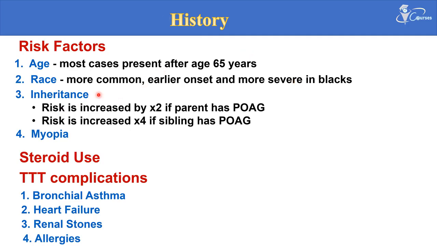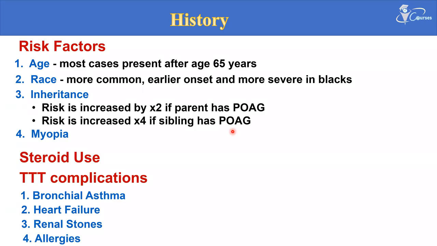Inheritance, this is also very important. The family history, as I told you, the risk is increasing by two-folds if the parent has primary open-angle glaucoma, and it is increasing by four-folds if the sibling has primary open-angle glaucoma.